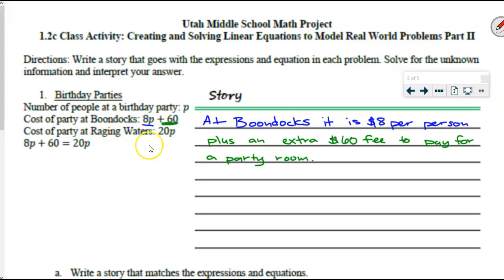With that same logic, what is this going to represent here? The 20P. What is that 20P going to represent? Ethan. Yeah, at Raging Waters, now it's $20 per person.